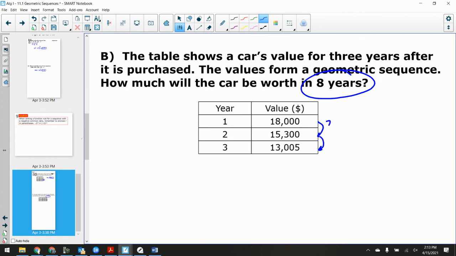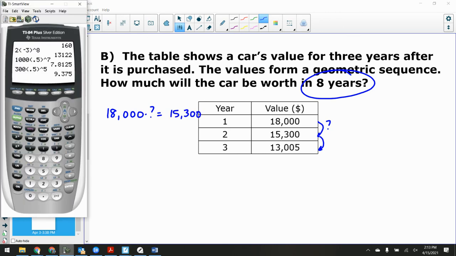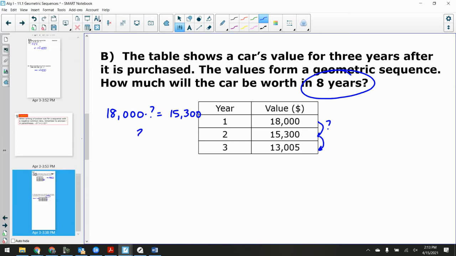So let's figure out what it's going to be. I know 18,000 times something is going to be 15,300. So let's just divide over that 18,000 to the other side. 0.85. So I know it's 85%. Look, I'll just turn that into that. Oops, 0.85. It's 85% of the value from the year before. That's what we're really saying here.